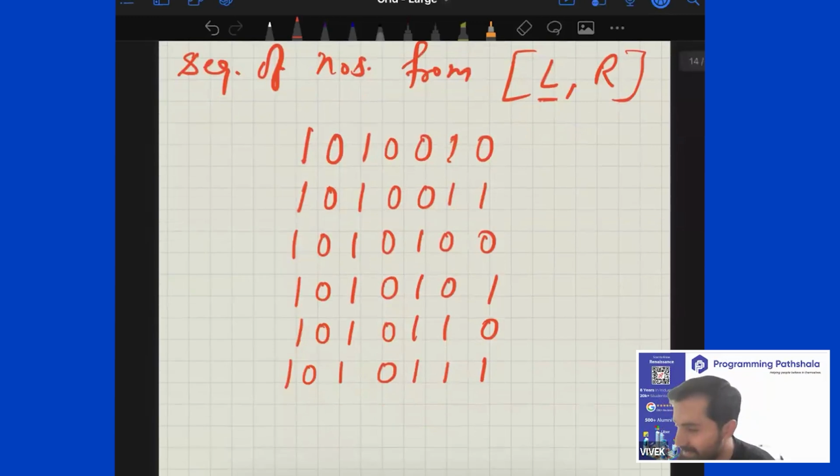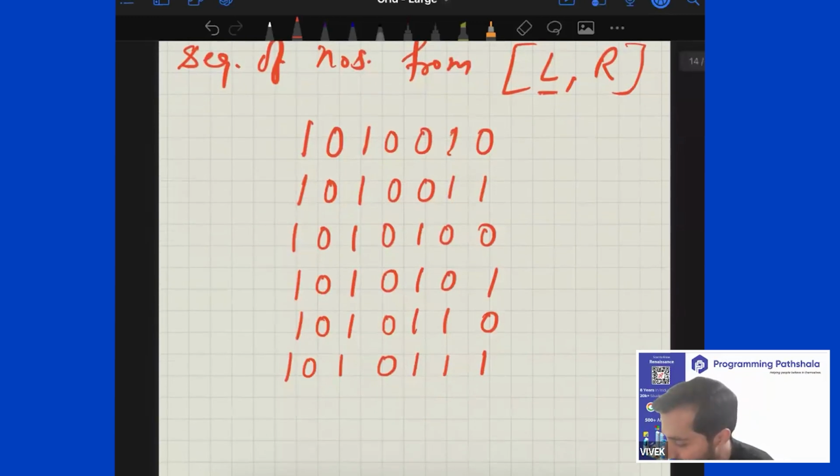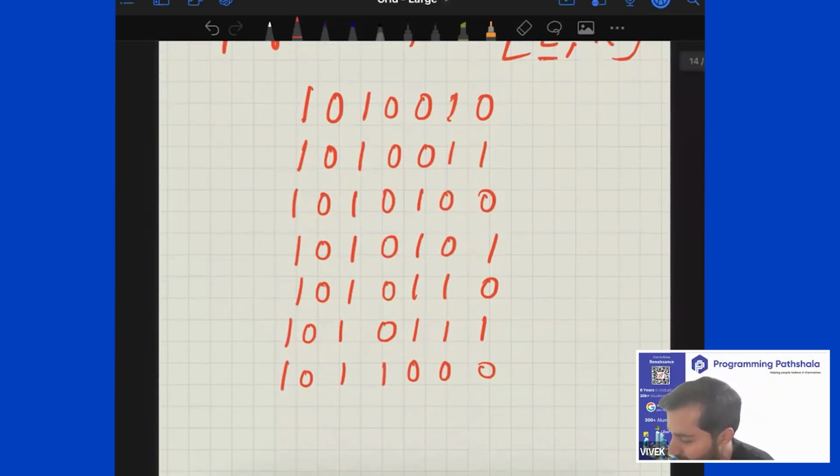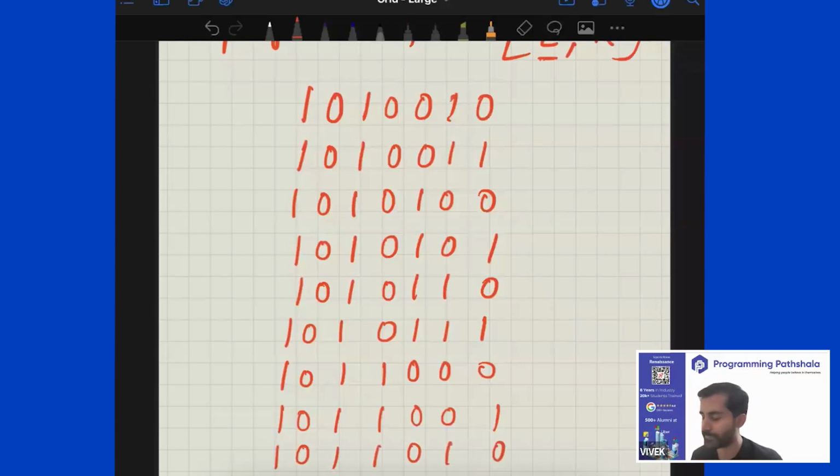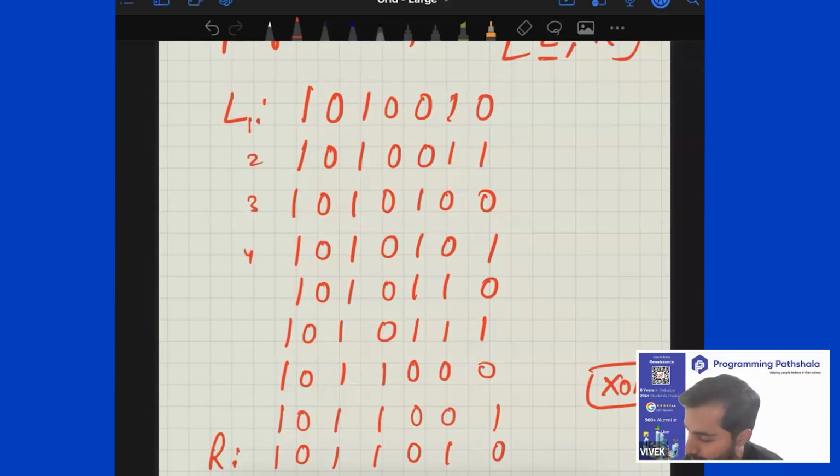Okay, let's do a plus 1 again. You'll get 1 0 1 1 0 0 0. And if you do another plus 1, you'll get 1 0 1 1 0 0 1. Again, 1 0 1 0. Okay, let's stop here. So this is my L, this is my R. Can you see through this and tell me what are the two numbers which you would want to pick for getting maximum XOR? So let's say this is L1, L2, L3, L4, L5, L6, L7, L8, L9.